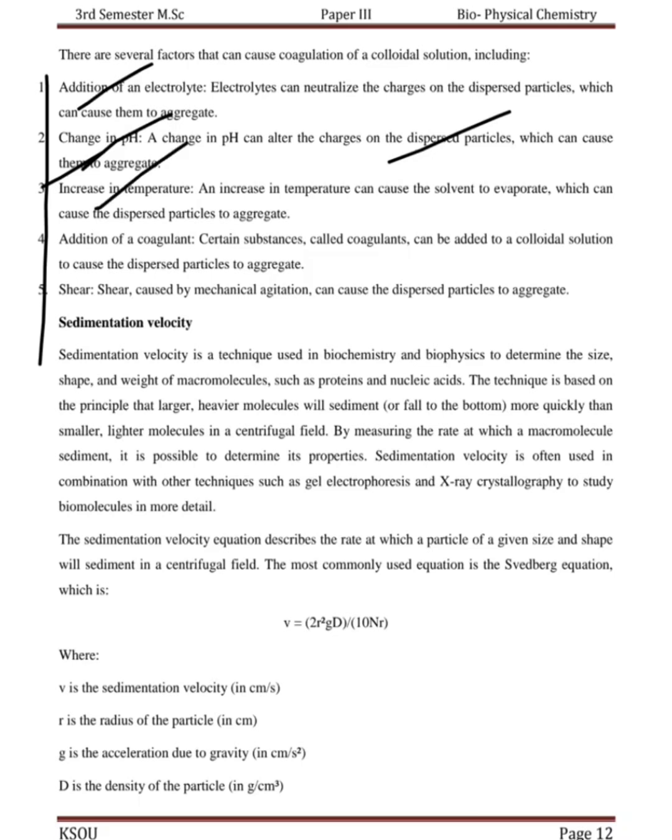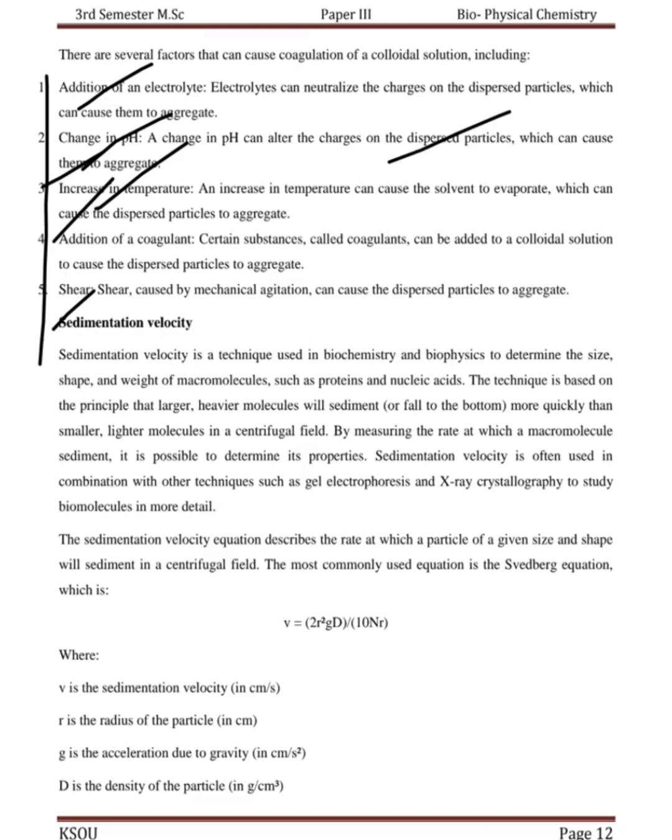When some interaction or reaction is taking place, the increase in temperature can cause the solvent to evaporate. Means the interaction is taking place, so definitely an increase in temperature takes place. Addition of a coagulant, a certain substance can be added while the reaction is taking place, and shear caused by mechanical agitation. So these are the terms. And sedimentation velocity is when it is getting settled down.